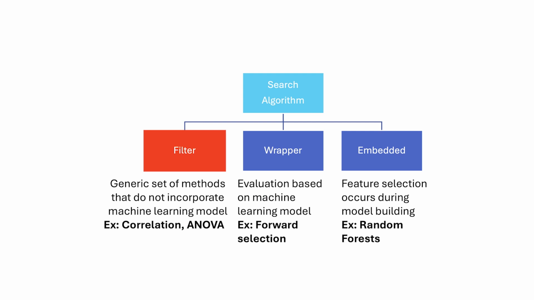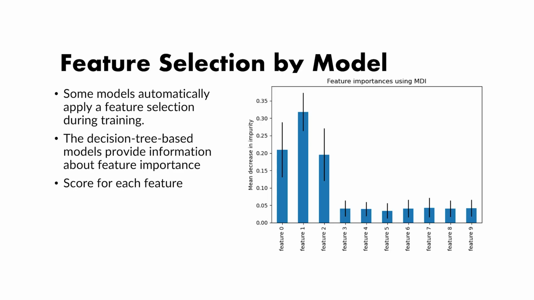Let us now talk about embedded methods. Embedded methods are machine learning models that have built-in feature selection methods, so they do it inside while they are training. For instance, lasso and decision trees, random forests, inherently perform feature selection during model training, and this can be quite useful for us because we don't have to do feature selection separately. We can just do it inside the model.